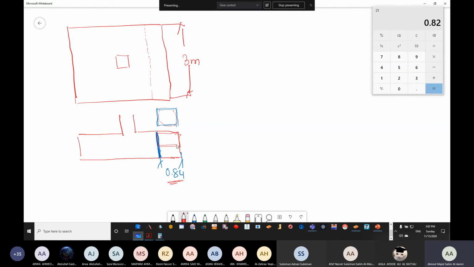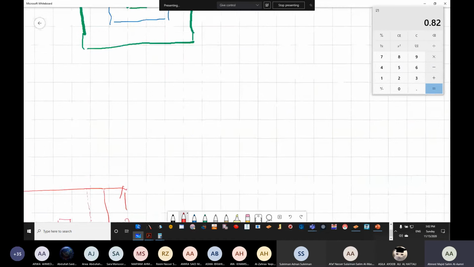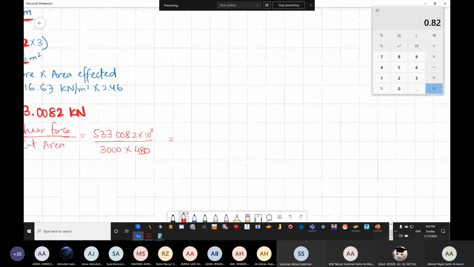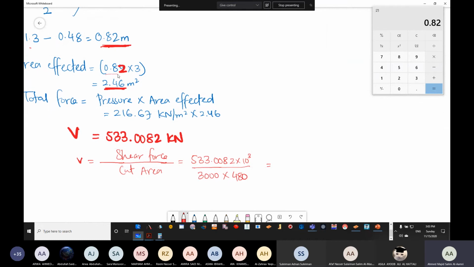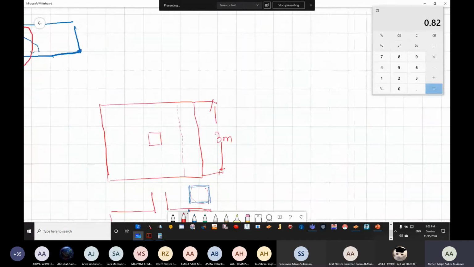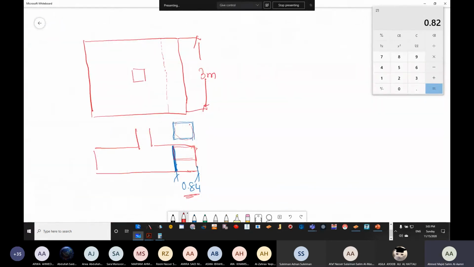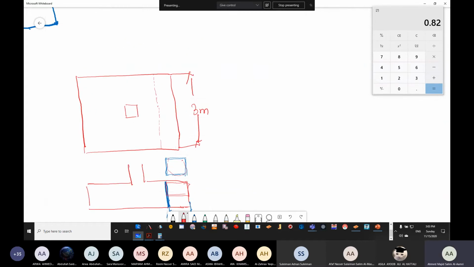Where you will be considering the 0.82 is when you are calculating the shear forces. But I don't need to cut the 0.82. I need to cut two things: the 3 meters, and the 0.48, which is the depth. If you imagine it as a cake, you directly cut the 3 meters, and you cut for a depth of 0.48. There is no 0.84 and 0.82 in the cutting process. You need to cut at the position of 0.82 too, but you will not cut 0.82.